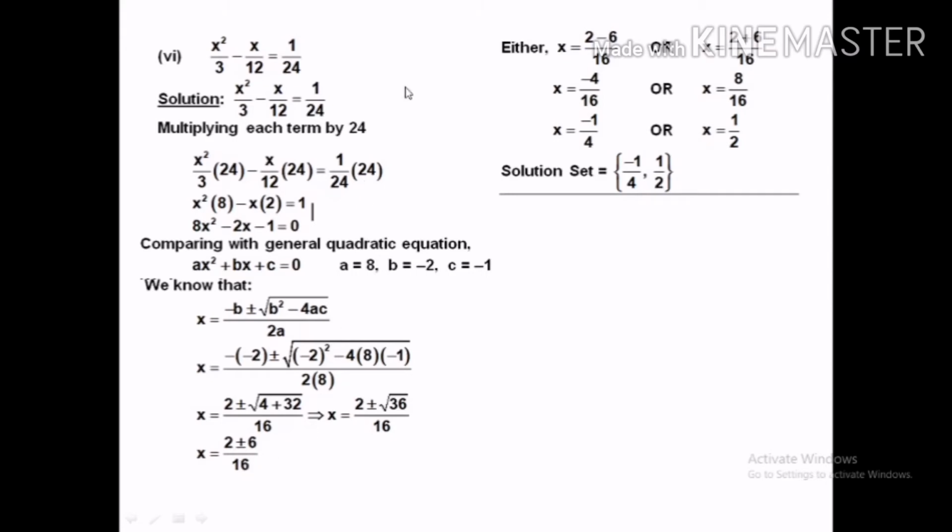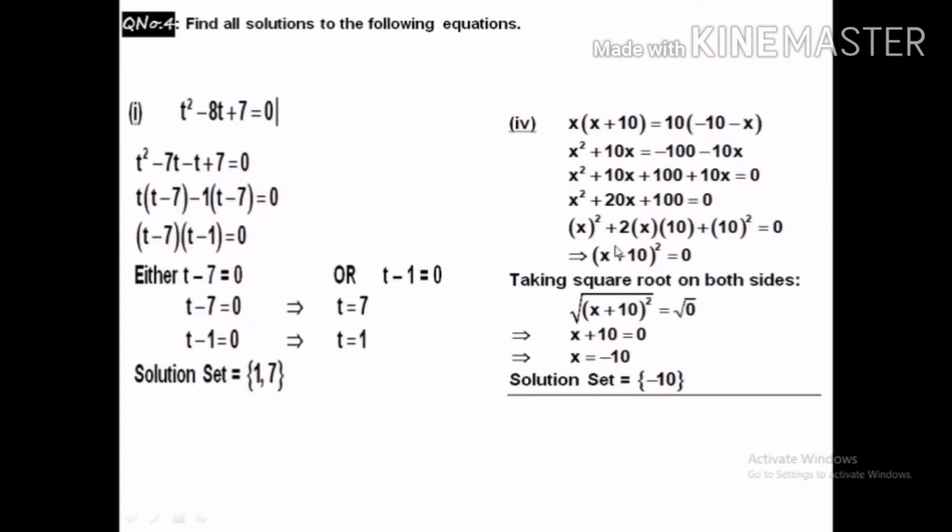By solving these two options, first x is equal to 2 minus 6 by 16, and second 2 plus 6 by 16. So 2 minus 6 gives minus 4 by 16. Cancelling 4 with 16, we get x is equal to minus 1 over 4. Similarly, by solving the other, we get x is equal to 1 over 2. So the solution set is minus 1 over 4 and 1 by 2.